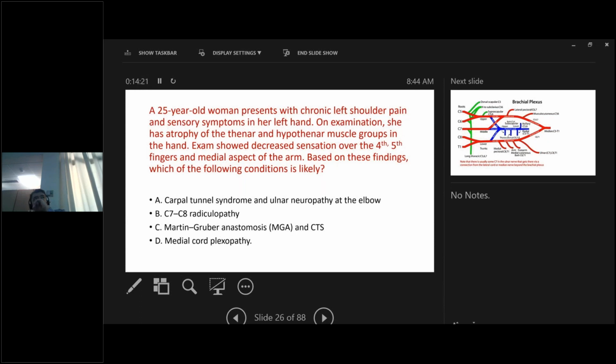Is ulnar neuropathy going to give you numbness in the medial aspect of the arm? No, because it should stop by the wrist. Okay, so only medial cord. Medial cord plexopathy. Okay, that's correct.